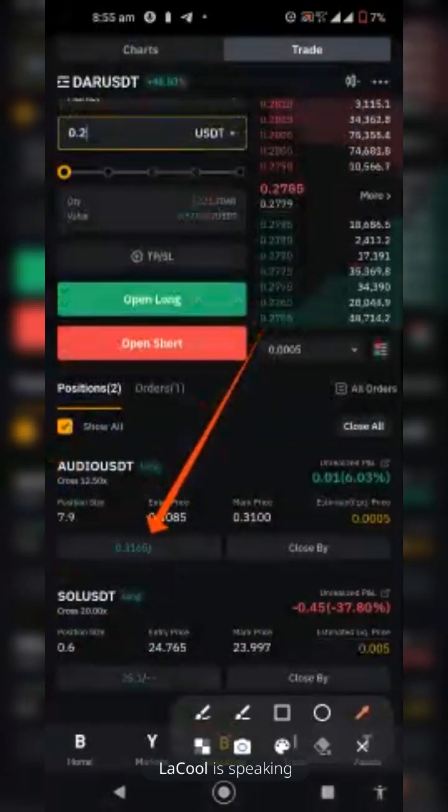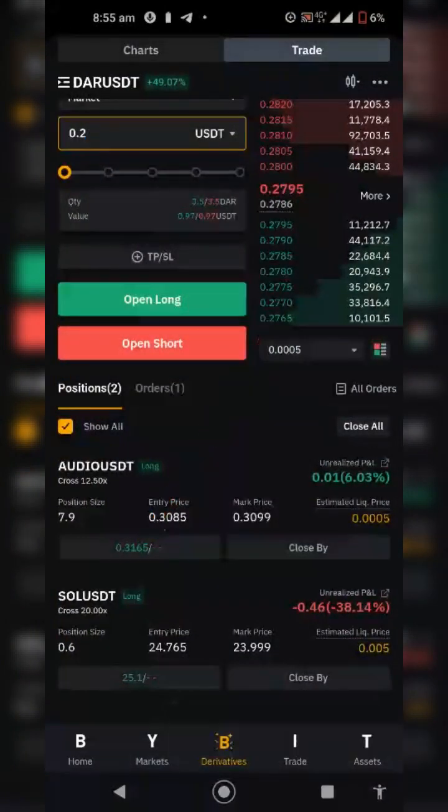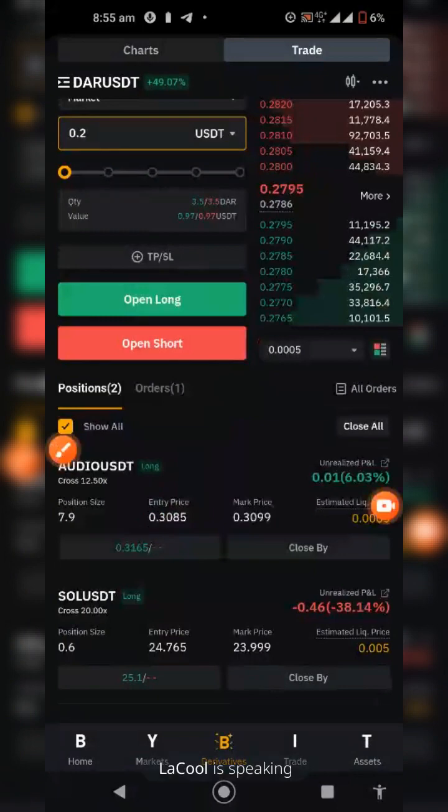Have you noticed something here? It is no more showing Set TP/SL. It has now shown the number I inputted. Now I'm telling the system that when it gets to 0.3165, please end the trade for me in profit. I hope you understand that, man. Do you understand that?